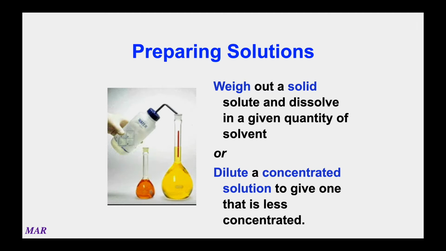If you're going to prepare a solution in the lab, there are 2 main ways that it's done. The last example we looked at with oxalic acid was an example of this one, where you measure out a solid, so many grams, and you put it in so much volume of solvent to get a certain concentration. And that's what's done a lot of times. But there's a second way that's done a lot: you dilute a concentrated solution to give you one that's less concentrated.